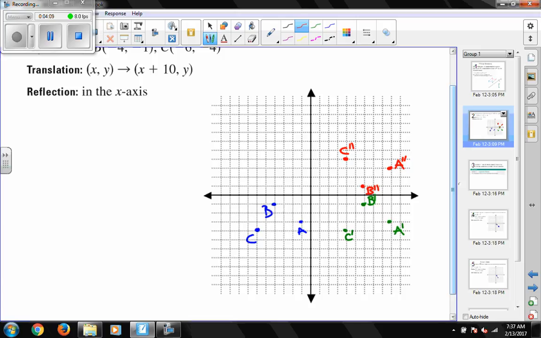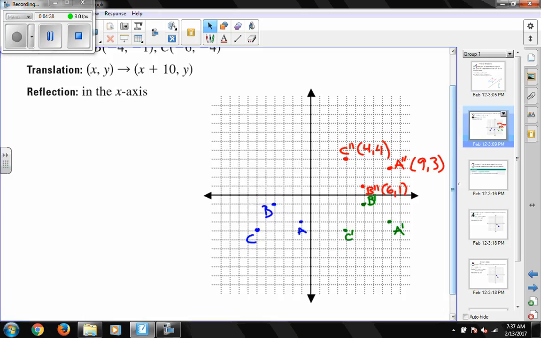And if you want to put coordinates on all of these, your A double prime will be 9, 3. Your B double prime will be at 6, 1. And your C double prime will be at 4, 4. So that's really what a glide reflection is.